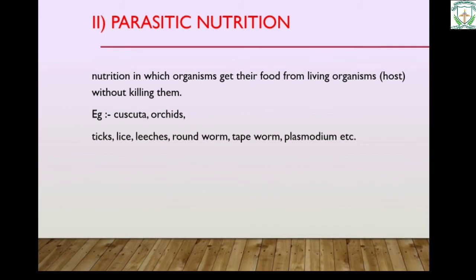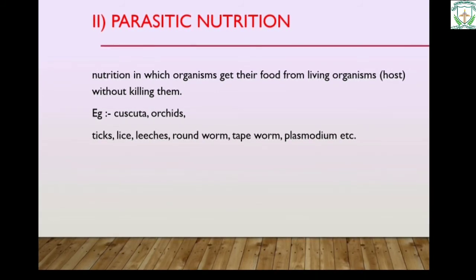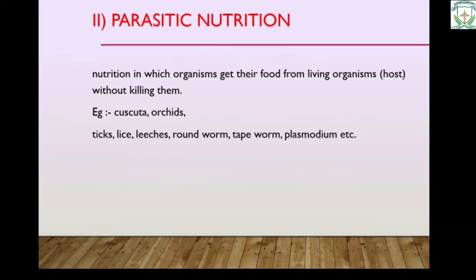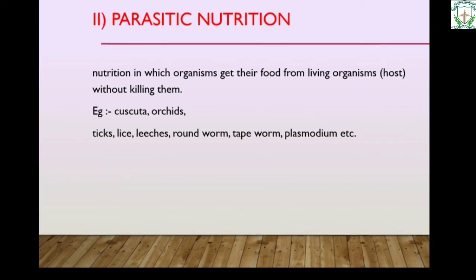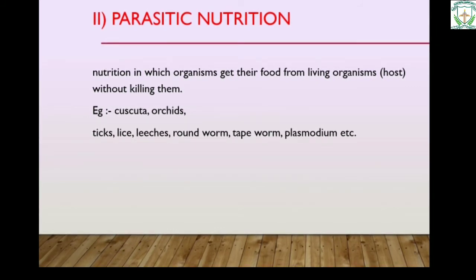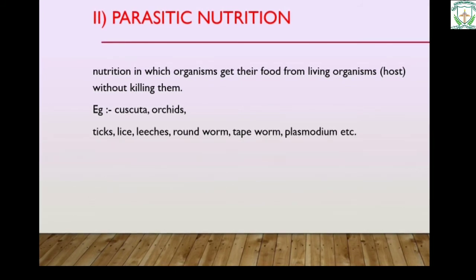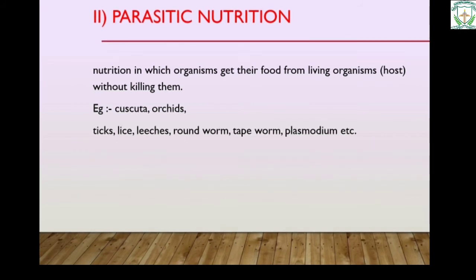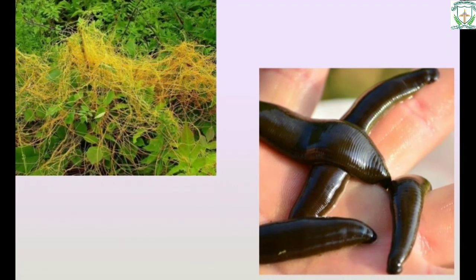Then the second one is parasitic nutrition, in which organisms get their food from living organisms without killing them. That means the organism which obtains food from another organism without killing it is called parasitic nutrition. Examples are animal parasites like ticks, leeches, roundworm, tapeworm, plasmodium, etc. And a plant parasite is cuscuta.